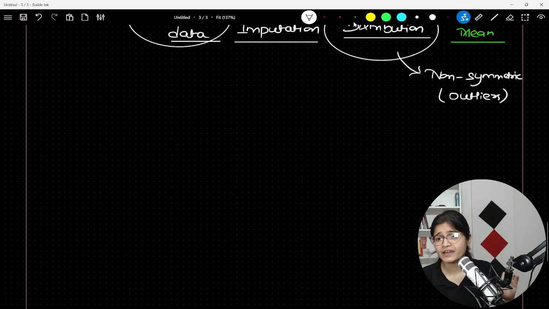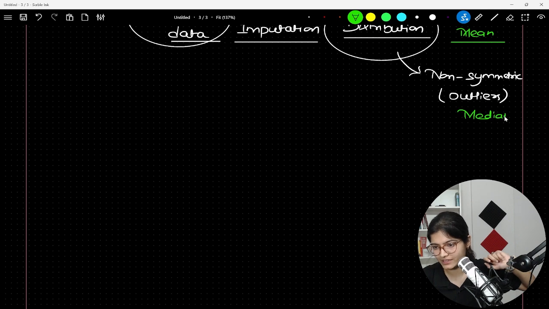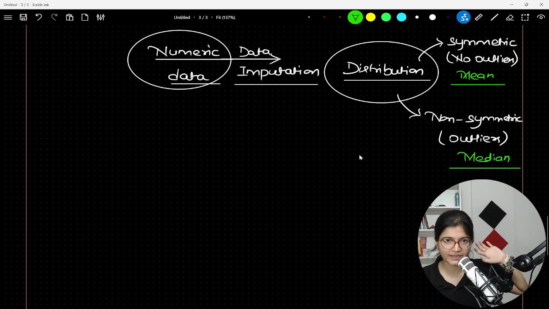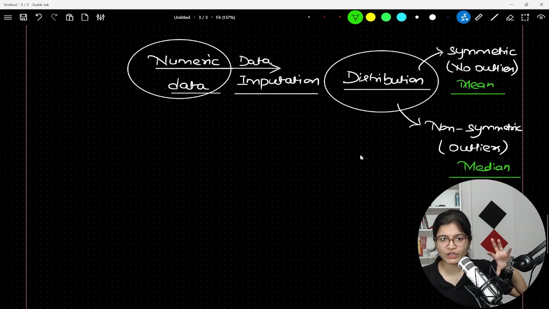In that case, never ever go for mean. The always preferable choice will be the median. So we will do the imputation via the median only. So this is how the flow will go.